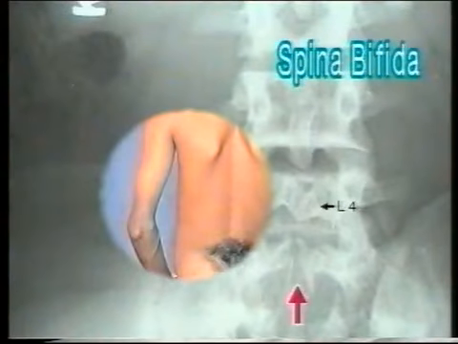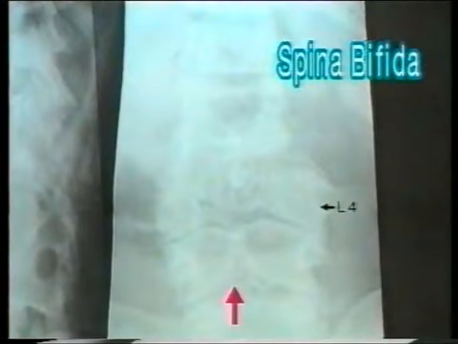In this patient with spina bifida occulta with a tuft of hair over the back, the X-ray shows that the posterior spinous processes of L4 and L5 are bifid and split. This X-ray shows a larger defect. Observe the fourth lumbar vertebra. Not only the spinous process, but the pedicles are also widely separated, creating a wide bony defect on the posterior aspect. This is spina bifida.